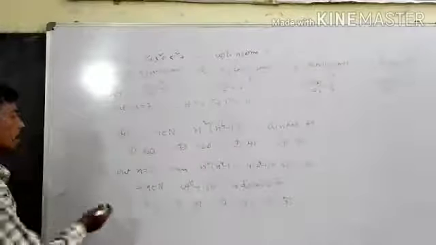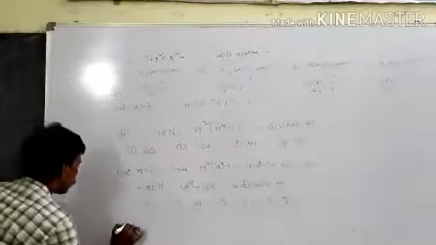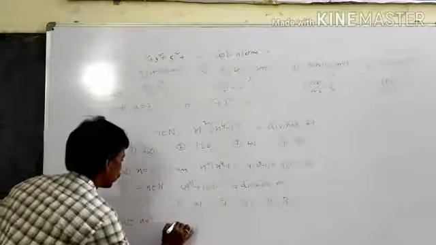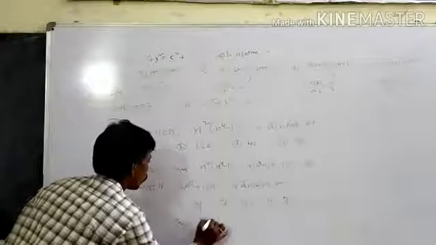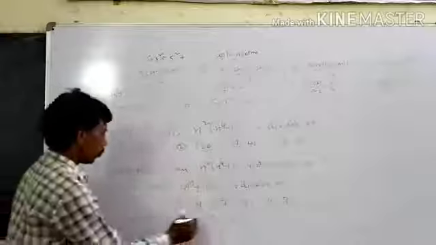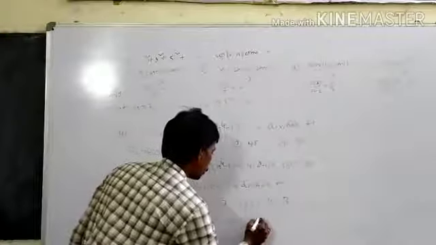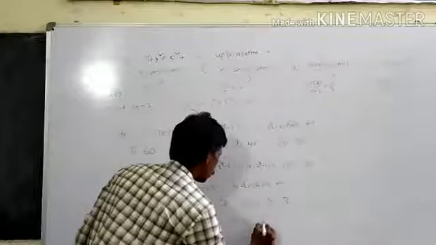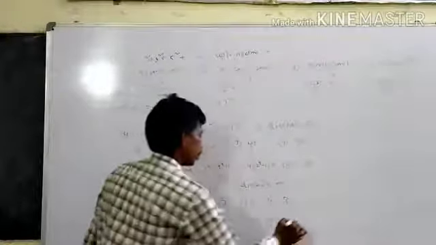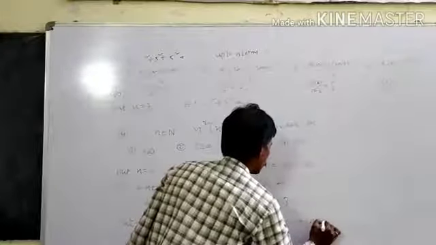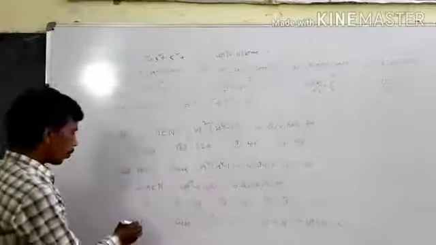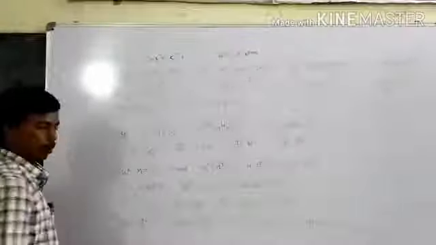Put n equal to 1. Then 49 power n plus 16n minus 1, with n equal to 1, the value is 49 plus 16 minus 1, that equals 49 plus 15, that equals 64. So 64 is divisible by 64. So the first option is the right answer.